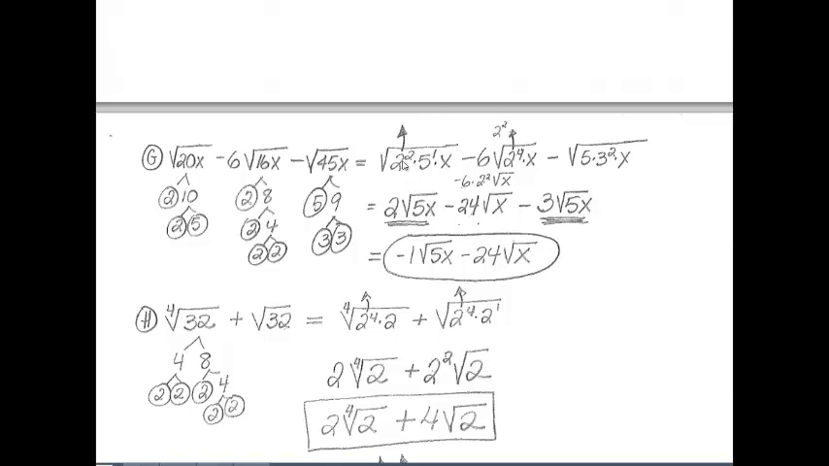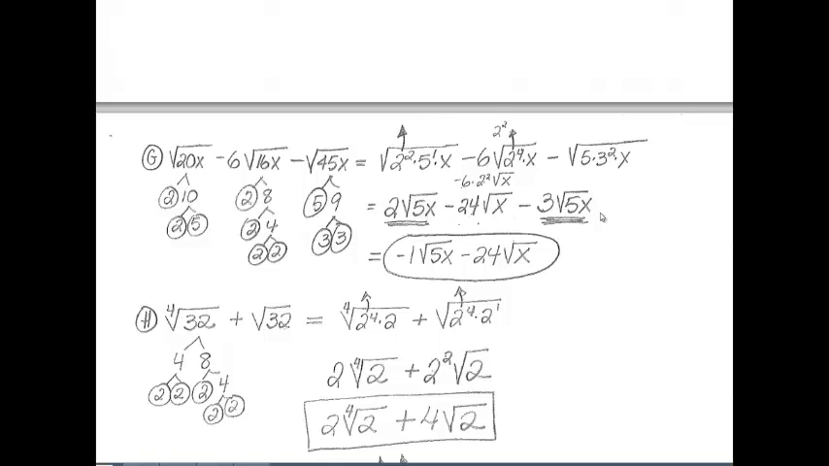Okay, so I noticed that the 2 to the second can come out, so the 2 comes out. 2 times square root of 5x. Here is 2 to the fourth, so it comes out as 2 to the second. And 2 to the second is 4, so 4 times negative 6 is negative 24. And the last one, I can take out the 3 to the second, which comes out as 3 to the first.